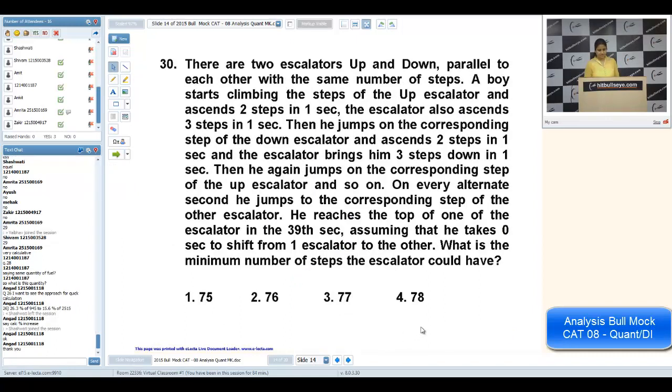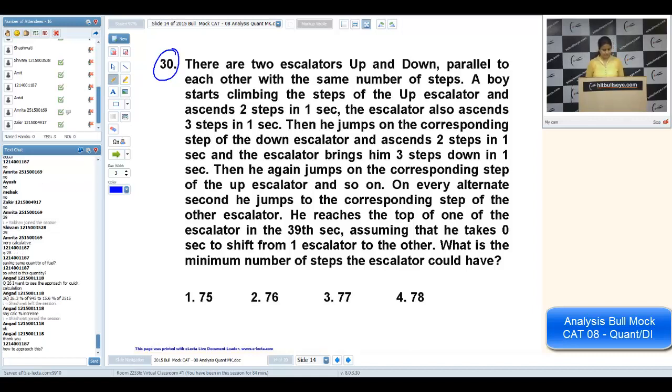Okay, question number 30, an escalator based question. Any problem in this? Huge language, a very big question to read, but very easy it was. It was logical actually, Hitesh. See, there are 2 escalators, up and down. One escalator is going up, one escalator is coming down, parallel to each other with the same number of steps.